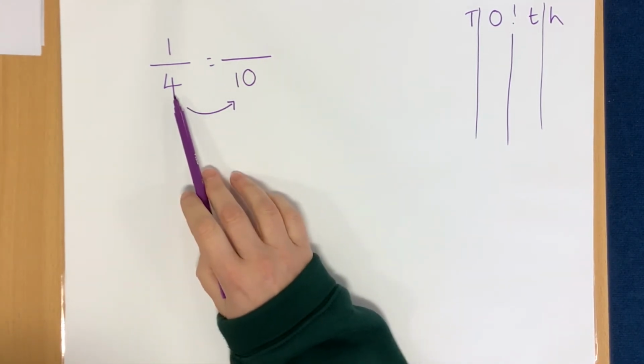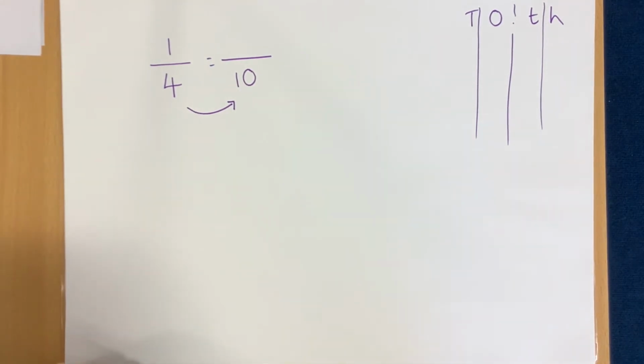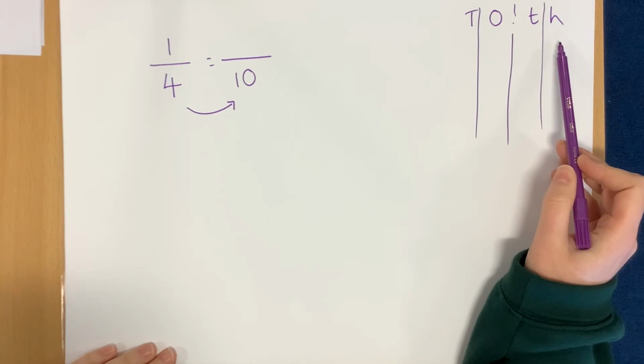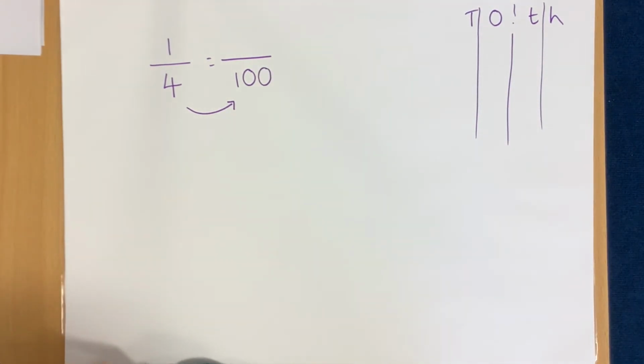I can't multiply 4 by a whole number to get 10. It doesn't appear in the 4 times table. So it's not going to work this time. However, we do have a tenths column. We also have a hundredths column. So how about we try to change our denominator this time to 100?